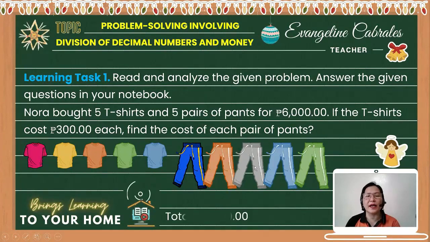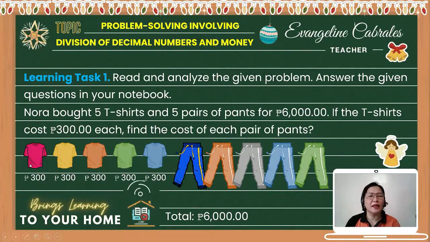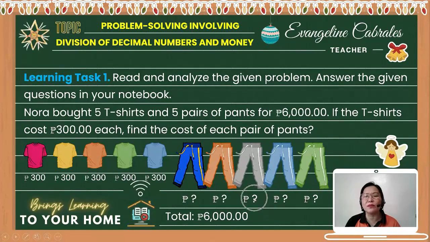And then, the problem said, ang total ng 5 t-shirt at 5 pantalon na binili ay 6,000 pesos. And then, ang sabi rin, bawat t-shirt ay may price na 300 pesos. So, itong 5 t-shirt na ito ay may presyo na 300 pesos bawat isa. At ang ating hinahanap ay, ano nga ang question? Find the cost of each pair of pants. So, aalamin natin magkano ang presyo ng bawat isang pants o pantalon.